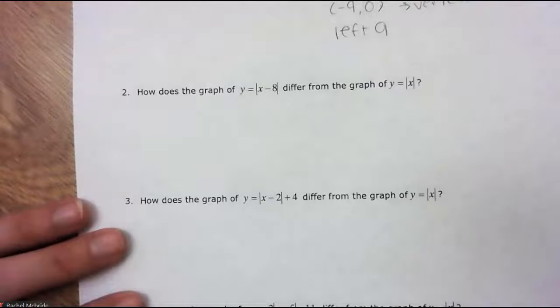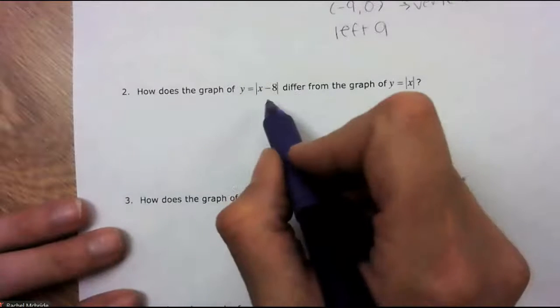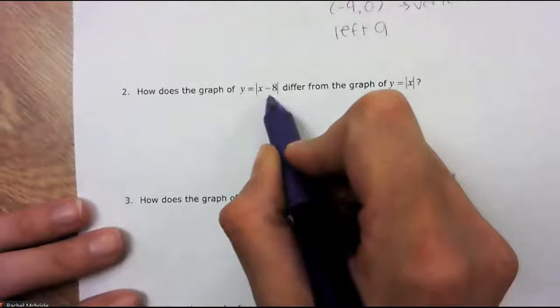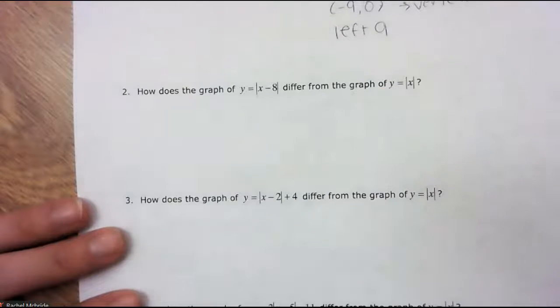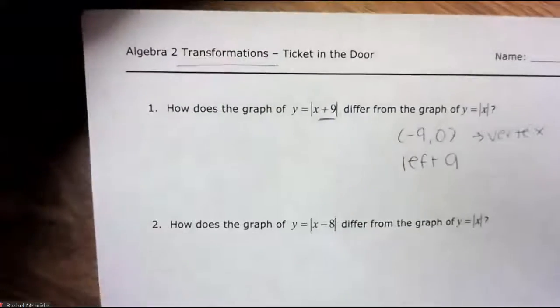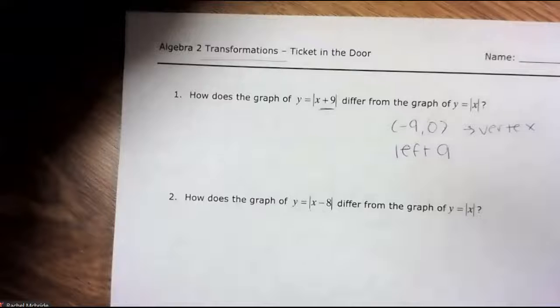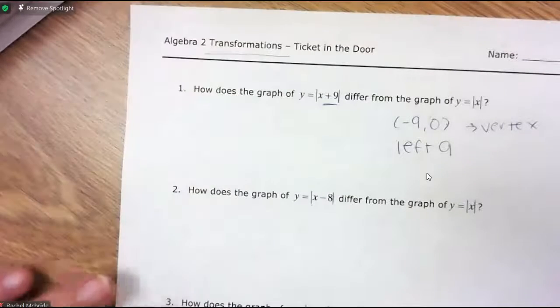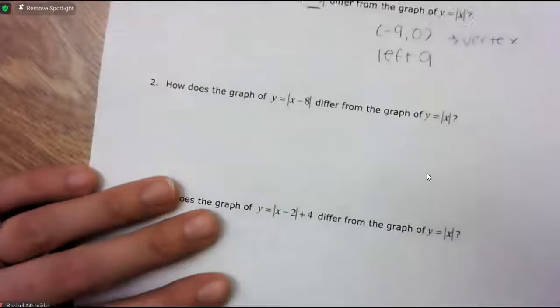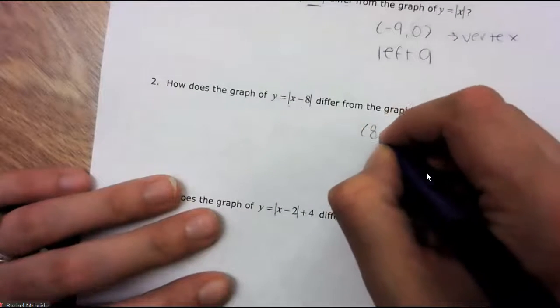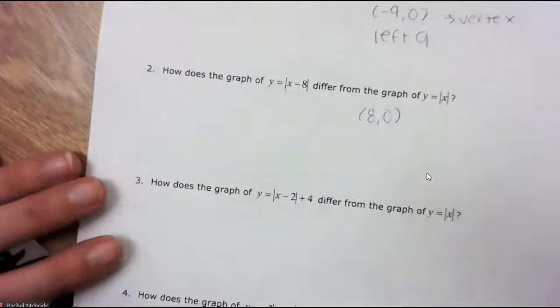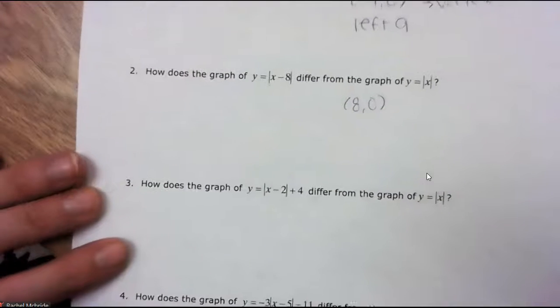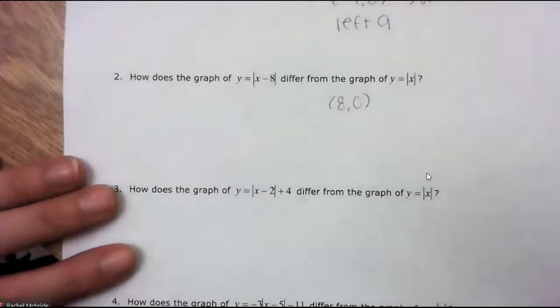Hey, at least she's trying. Okay, number 2. Y equals the absolute value of x minus 8. How does this graph differ from the other graph? I was trying to tell them they could unmute. Go ahead, Olivia, what do you think? The vertex of the first one would be -8 or +8. Perfect. So the vertex is going to become a positive 8, 0. So what does that tell me in terms of a transformation?